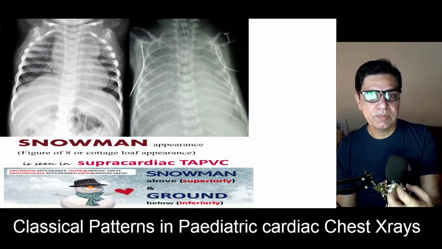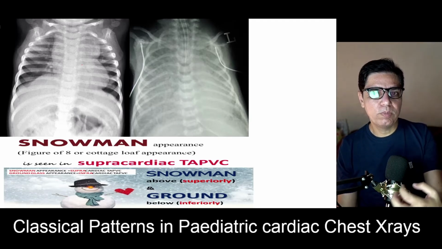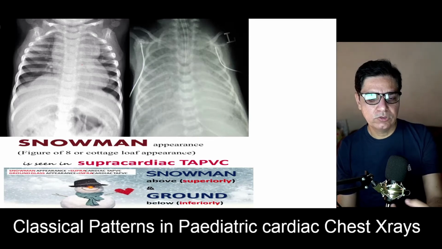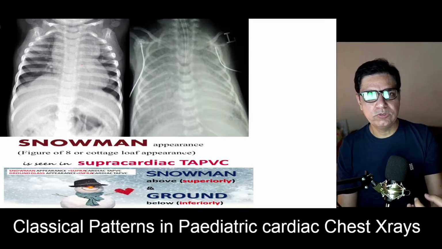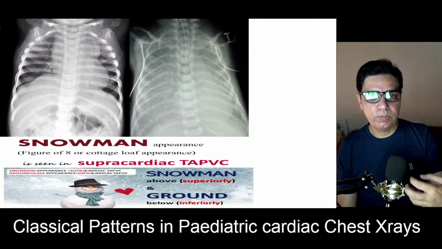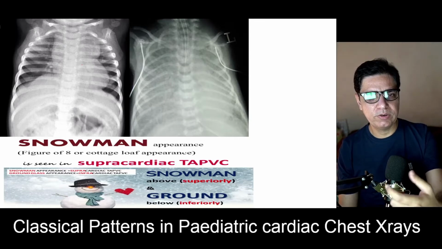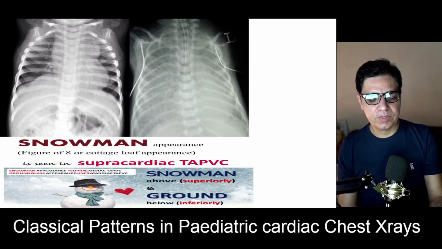Now, sometimes they might not open into the left atrium and they open into the right side of the heart. So they might open into the superior vena cava, they might open into the inferior vena cava, or there might be a mixed one where two of them might open into the superior vena cava, two might open into the inferior vena cava.